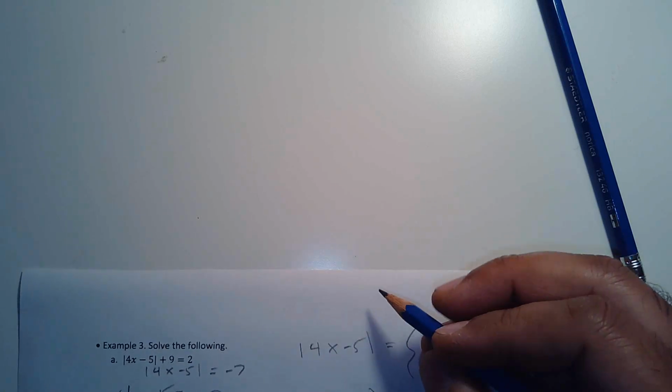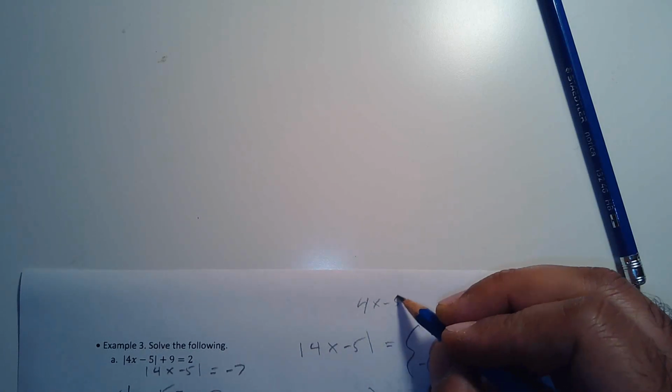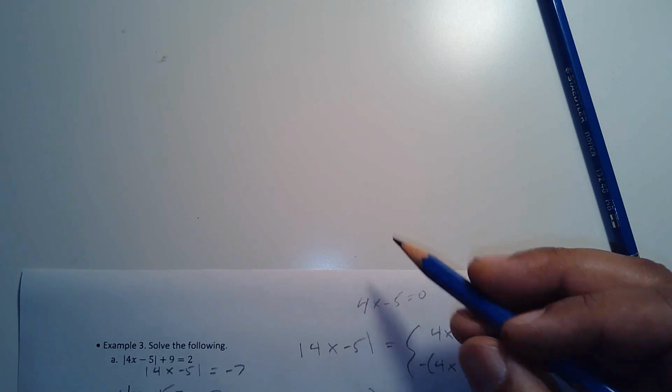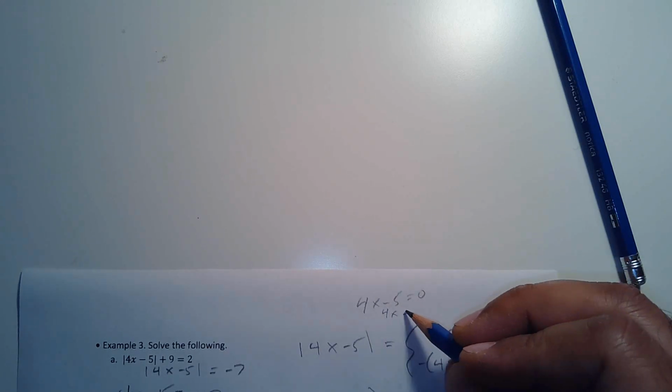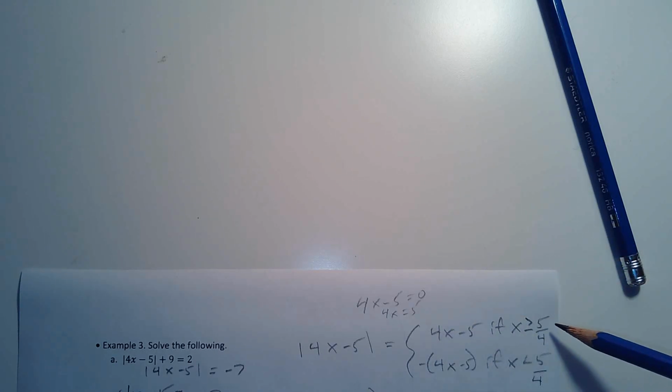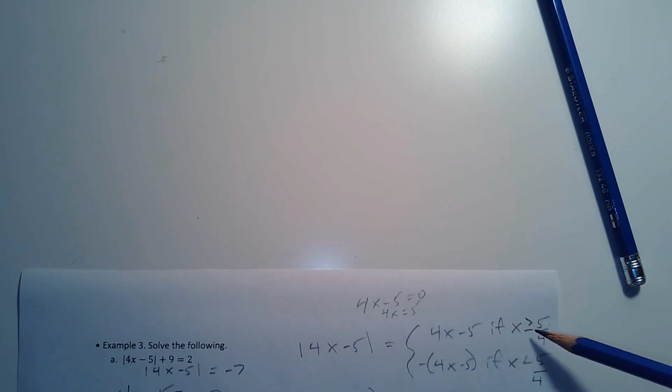I'll just write it up here. So you got 4x minus 5 equals 0. And then what you do is you solve for x, right? So 4x equals 5. And so x is going to equal 5 over 4, right? And so, again, you want it to be bigger than or equal to 0, so that's why it has to be greater than.